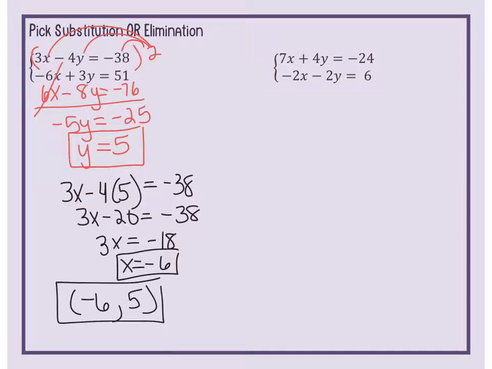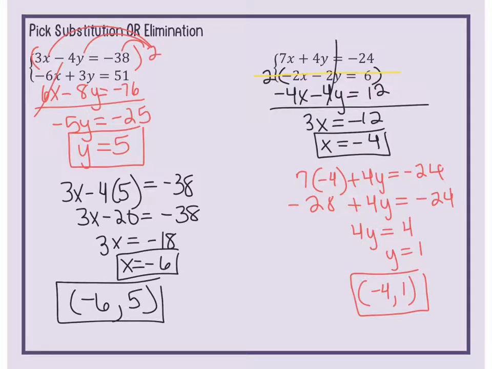Now go ahead and pause this video and try the next one on your own, and when you come back, the answer will be there. Okay. The answer I came out to was negative 4 comma 1, and I actually did choose elimination.